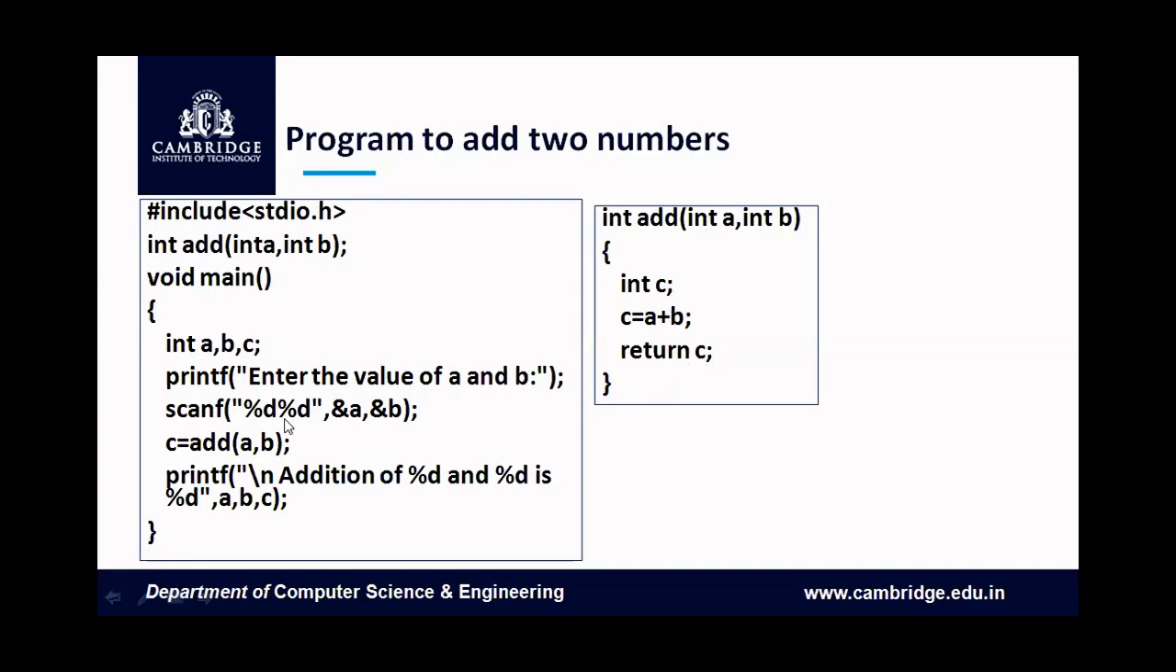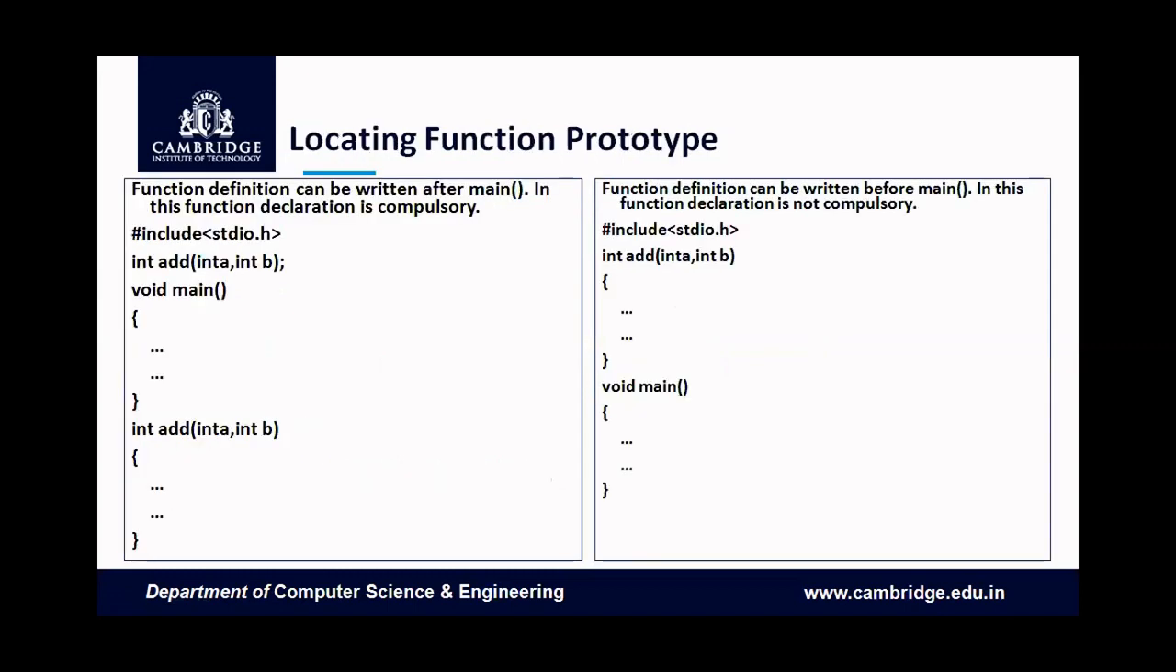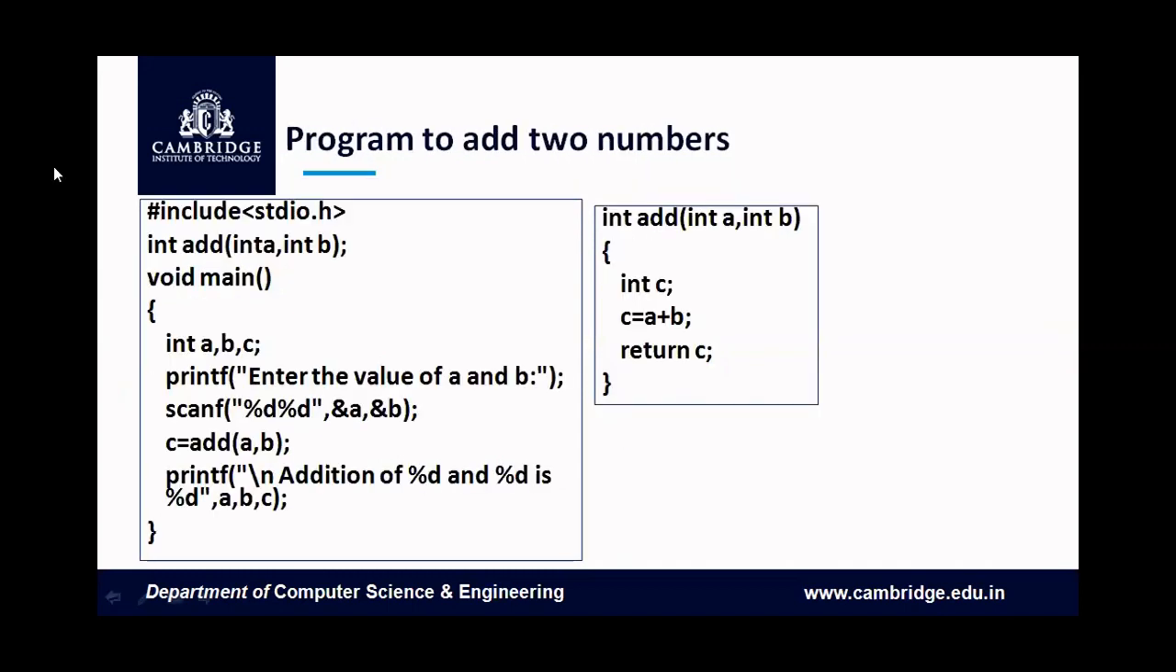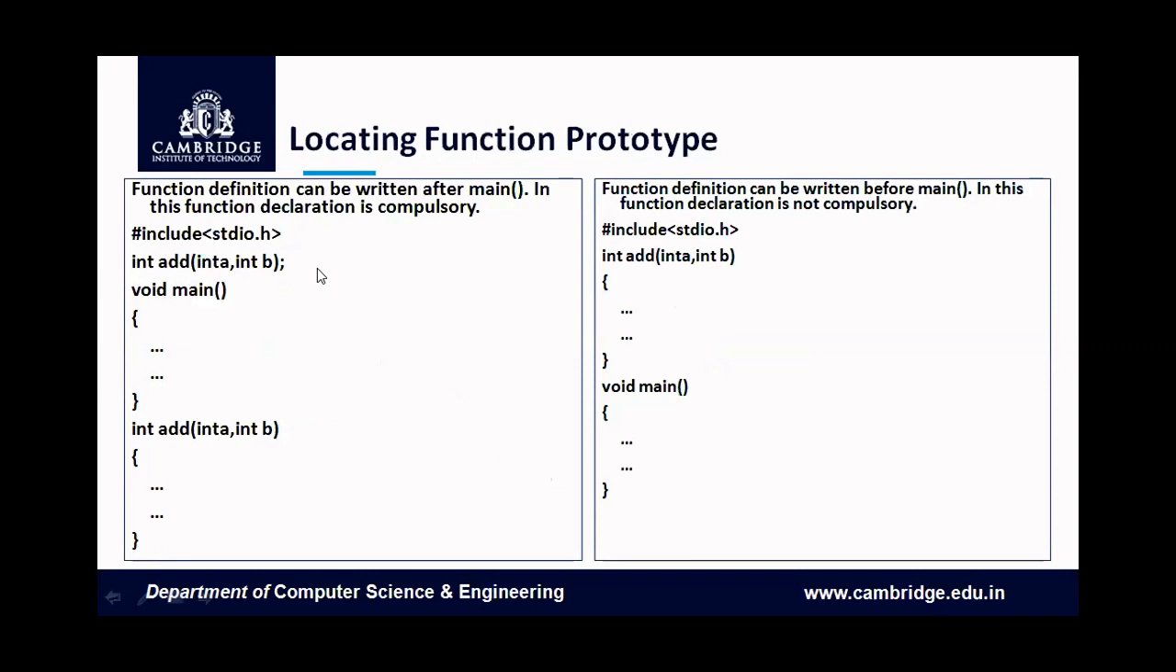After that it returns. If this point is not there, if this line itself you have missed, you have not declared it, then you are going to get an error message on the screen if you are using Turbo C or Fedora for executing your C program. Now we'll see, is this the only place where you declare, or is there any other place for declaration of a function? So there are two ways of declaring or locating this function declaration or function prototype.